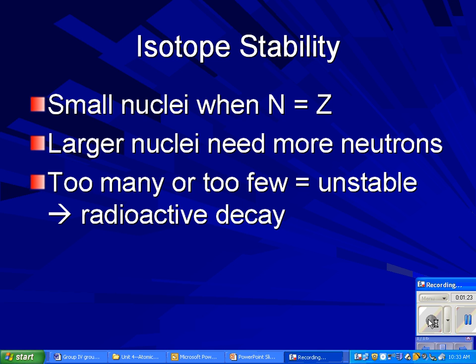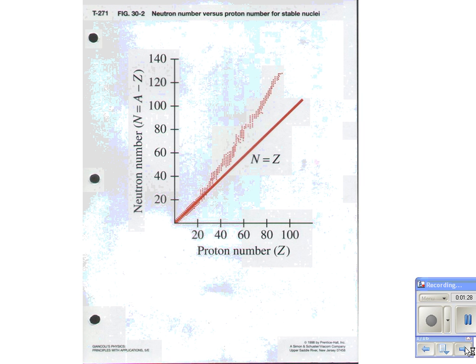Let me show you a graph of what we're talking about. We saw this graph before. Looks kind of like that. Every little red dot is a stable isotope. It's a stable nuclide. And notice that when we're down here in the small ones, the ones that are stable are the ones that have equal neutrons and protons. As we move into the larger elements, you start getting more neutrons than protons in order to have stability.